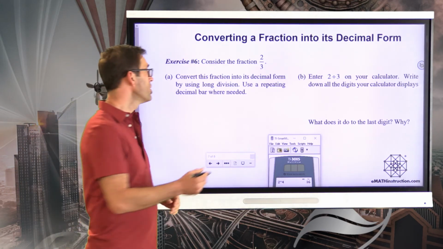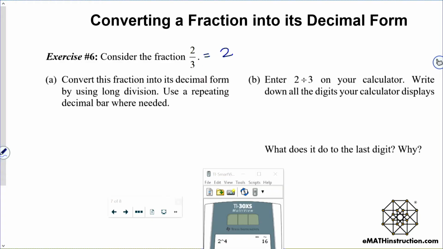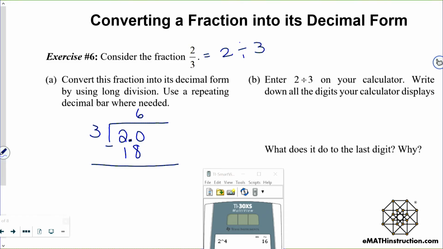All right, well remember, 2/3 is the same as 2 divided by 3. So I'm going to do 2 divided by 3. I'm going to put a little 0.0 here. 3 goes into 20 6 times for 18. Then I'm going to subtract. 20 minus 18 is 2. I'm going to drop another 0 down. 3 goes into 20 6 times, 18. And I've already got that repetition going on. So literally, 2/3 is the same as 0.6 repeated.